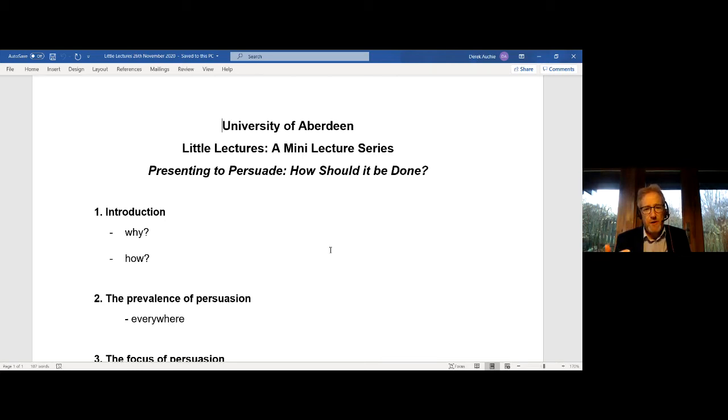So that's kind of why, and hopefully that'll become a bit clearer as I go through the presentation. In terms of how, I'm going to split it into these 4 sections. I'm going to really take you to some general points first of all, and then I'm going to narrow it down to some of the specifics and give you, I suppose, some advice or just some observations that I have on how people who are good at presenting to persuade manage to do it. So that's the why and the how.